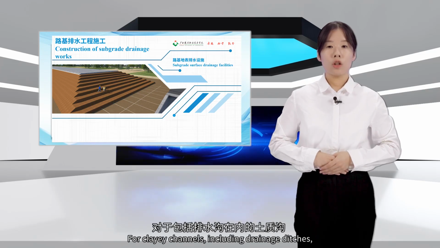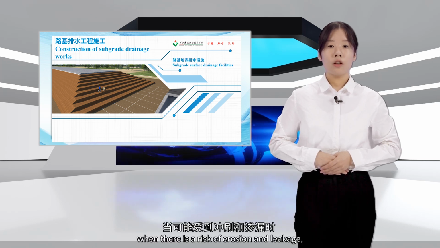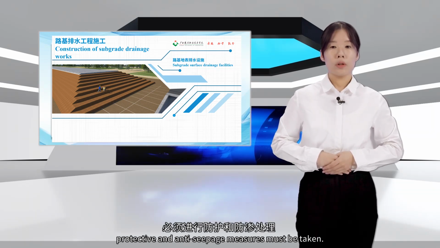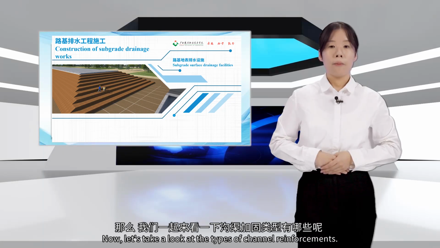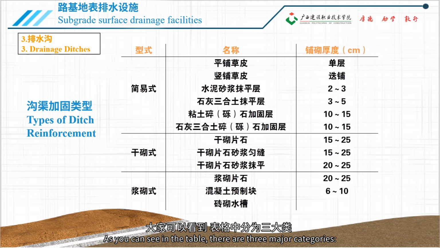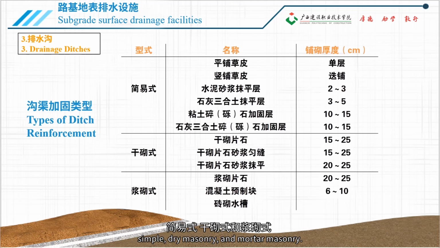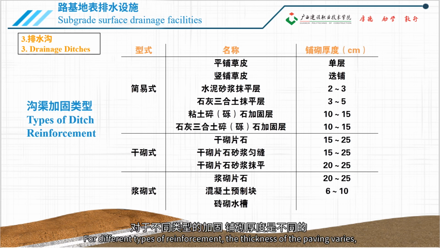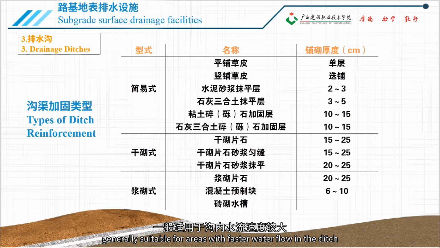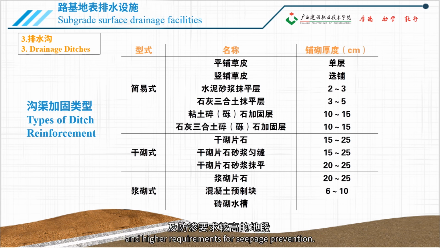For clayey channels, including drainage ditches, when there is a risk of erosion and leakage, protective and anti-seepage measures must be taken. Now, let's take a look at the types of channel reinforcements. As you can see in the table, there are 3 major categories: simple, dry masonry, and mortar masonry. For different types of reinforcement, the thickness of the paving varies, such as for mortar rubble reinforcement, the thickness is 20 to 25 centimeters, generally suitable for areas with faster water flow in the ditch and higher requirements for seepage prevention.